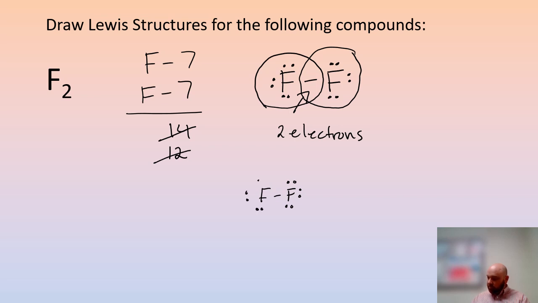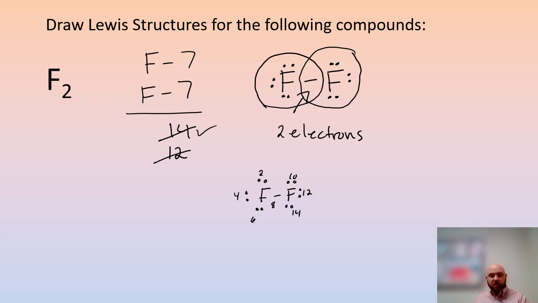We want to check a few things when we get done drawing a good Lewis structure. The first is, have we drawn the correct number of valence electrons? I see 2, 4, 6, 8, 10, 12, 14 valence electrons. Since we had 14 here, that seems great.